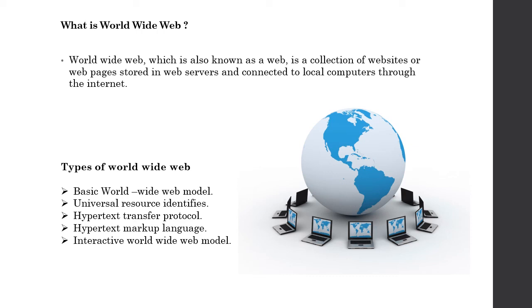Users can access the content of these sites from any part of the world over the internet using devices such as a computer, laptop, cell phone, or smartphone. Here are some of the basic World Wide Web components: Uniform Resource Locator, Hypertext Transfer Protocol, Hypertext Markup Language, and interactive web. These are the types of World Wide Web.